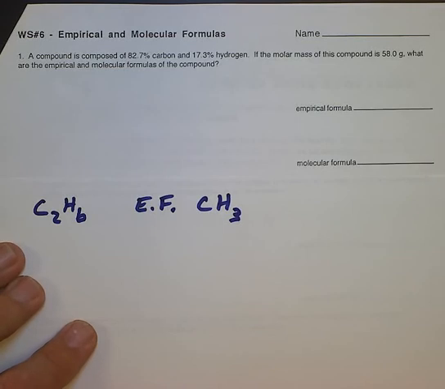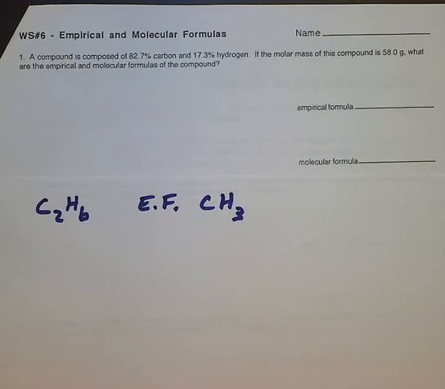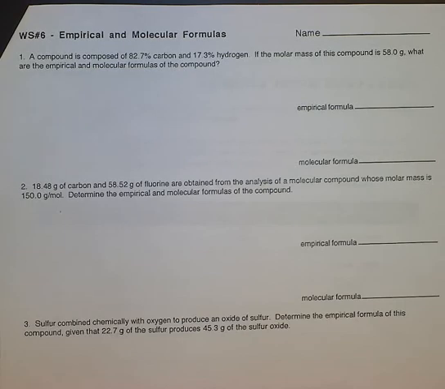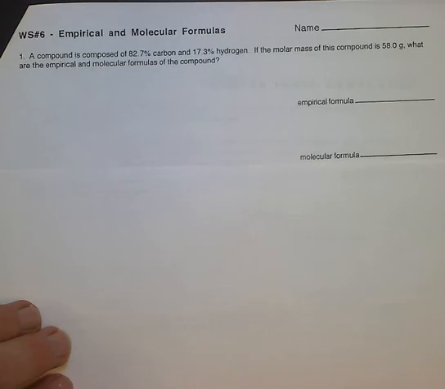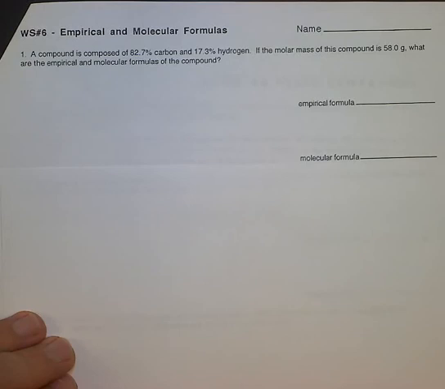And the reason we calculate empirical formulas is so we can identify what an unknown substance could be. Because when you run an analysis of it, you're going to get the simplest formulas for those. And then once we have an empirical formula, we can calculate a molecular formula, what it is.